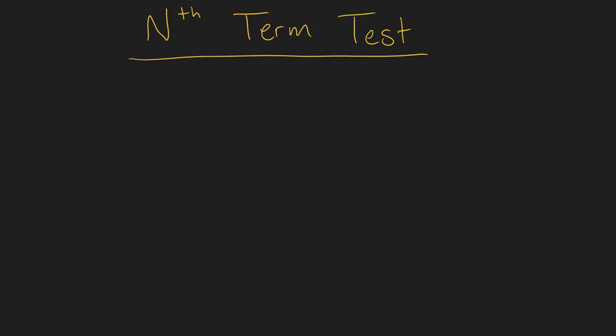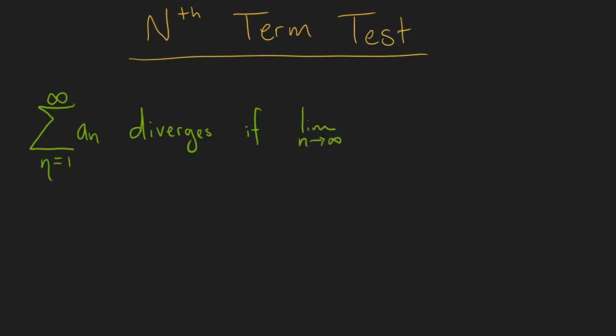Well, the first test that we will use to determine the convergence or the divergence of a series is the nth term test. And I would even add that this is probably the easiest test that we can use. What this test tells us is that if we have an infinite series of sum a sub n, then this series diverges if the limit as n approaches infinity of a sub n does not equal 0.